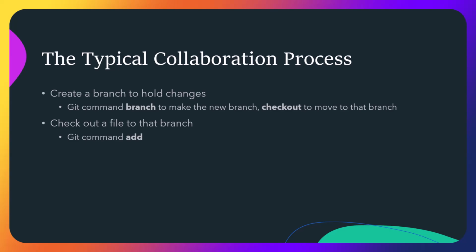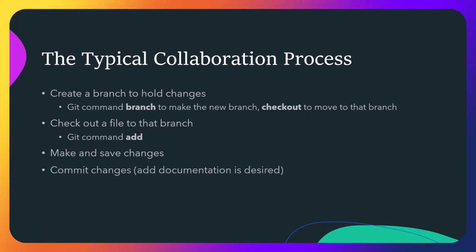So once you've got the files in the branch and added, you can go ahead and make your changes and save your changes. And when you're happy with the changes, you can go ahead and commit those changes to your branch, which will then more or less set them as part of history. And then you can use the git command commit to do that, as well as add any necessary documentation that you want.